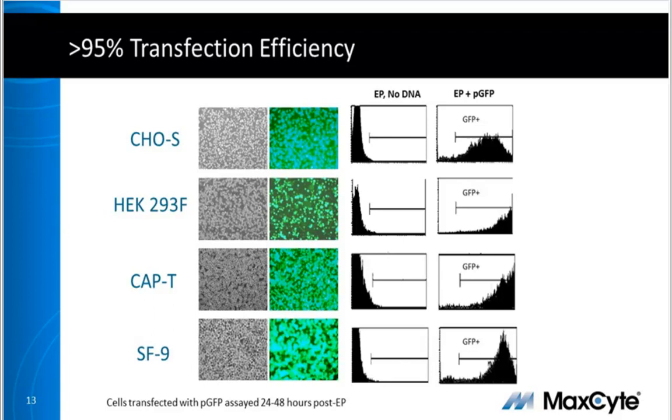In addition to a variety of mammalian cell types, Maxcyte technology also provides highly efficient transfection of insect cells, such as SF9s. This can eliminate the need to generate baculovirus in order to introduce genes into insect cells, saving significant time and effort.